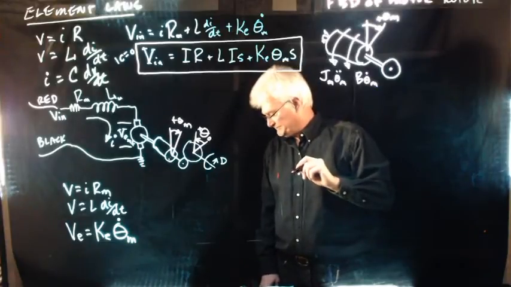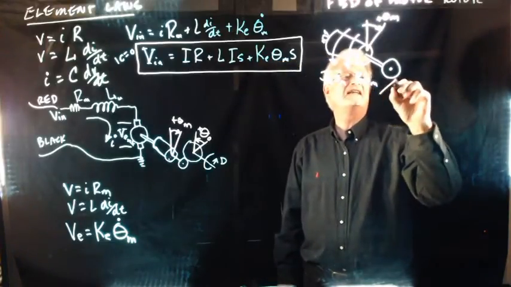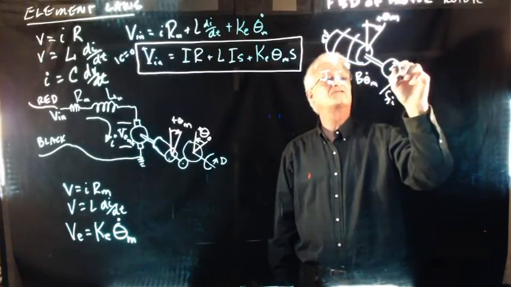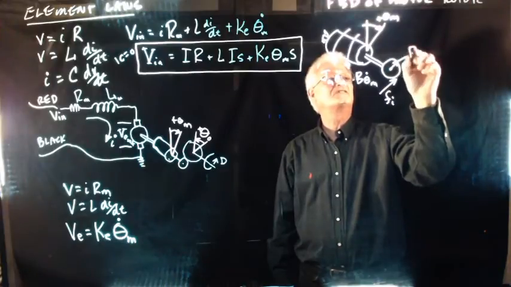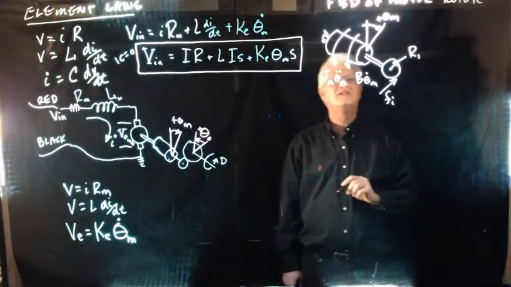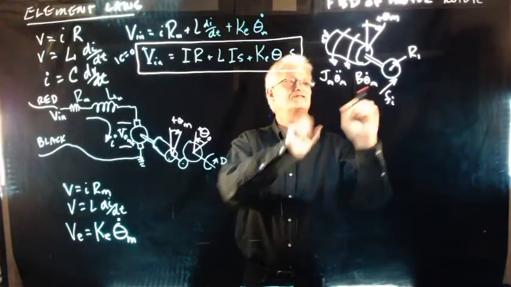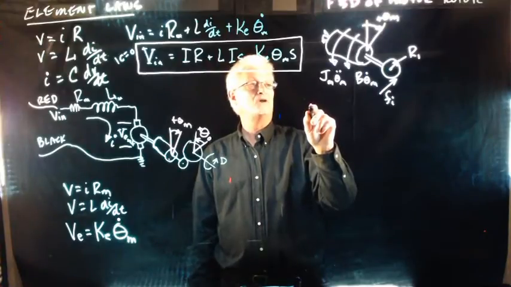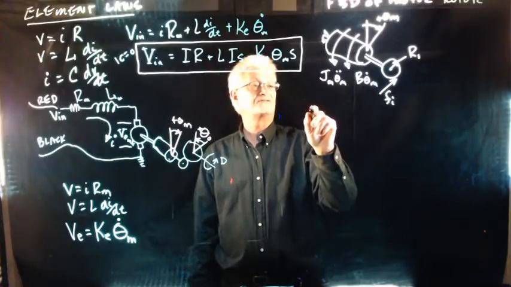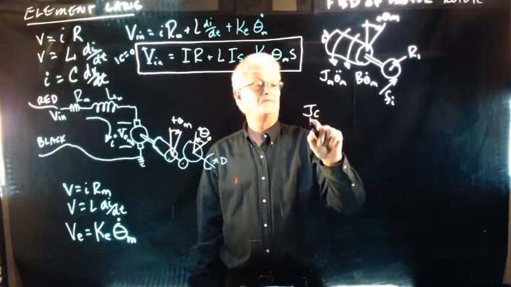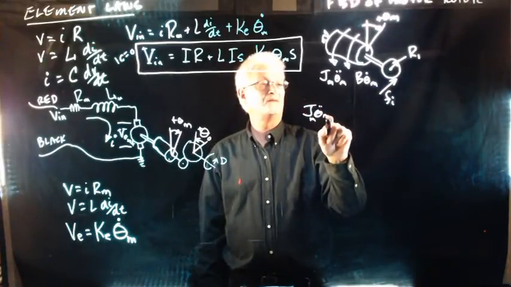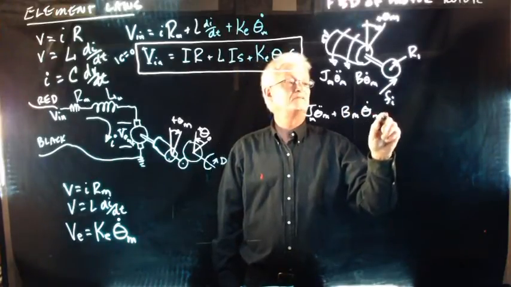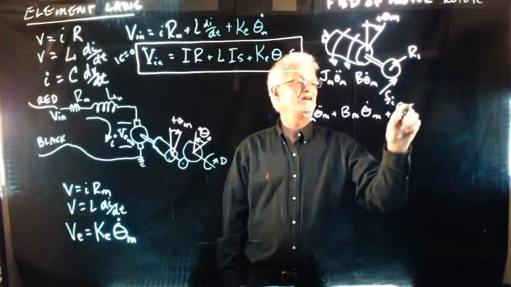Finally, there's one more force I'd like to put on here, and that is the force on the gear. I'm going to call that the interaction force, F sub I. I'm also going to make sure that we know this gear is of radius 1, so we'll call that gear radius r1. Those are all the dynamic forces onto this rotor, and now I'm going to sum the moments around the rotational axis of the motor. So that's going to be J m theta double dot m plus b m theta dot m plus F sub I r1.